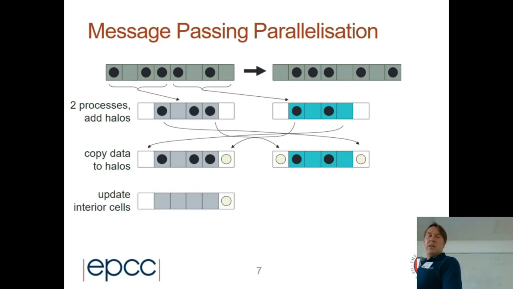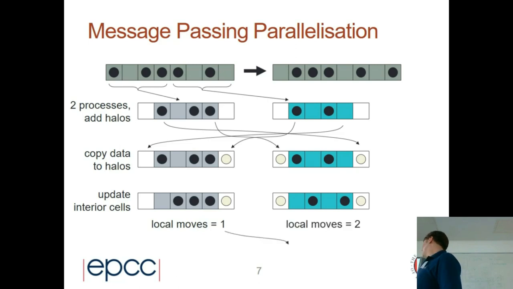And again, we update the interior cells. This guy knows that he has one move, and this guy knows he has two moves. Then we need to do a reduction operation to bring them together to give the total number of moves. That's how you would parallelize this, and we'll come back to this later on. It's quite similar to how the taxi image processing example works, which we'll do on Friday.